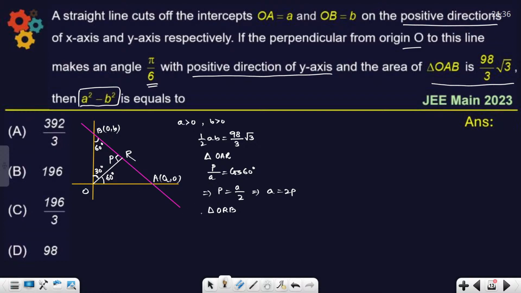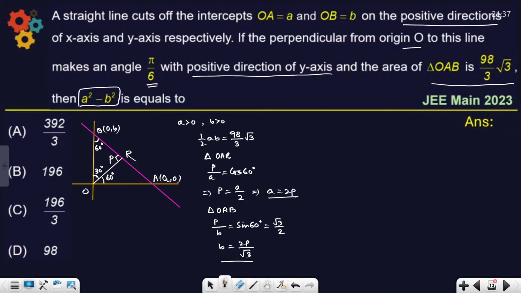You can write P over B is sine 60 degrees, which is root 3 by 2. So what is B? B is basically 2P over root 3. Is this clear? So we got our A and our B in terms of P. So we can easily find out the length of P.